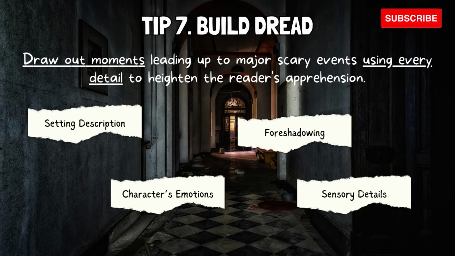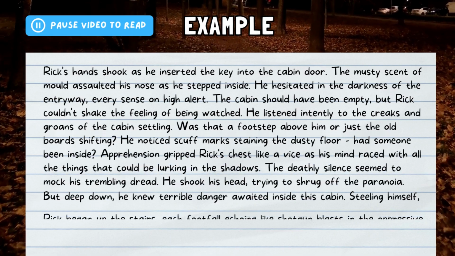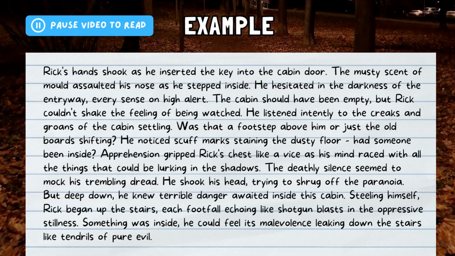Tip 7. Build dread. Draw out moments leading up to major scary events using every detail to heighten the reader's apprehension. You could do this by describing the setting in great detail, exploring the main character's emotions in the moment, and even using the foreshadowing technique to drop subtle hints about something sinister that is about to happen. Sensory details, such as smell, taste, noise, feelings and sight can also help build dread. This example uses sensory details and emotions to build up tension and unease before an expected frightening event.